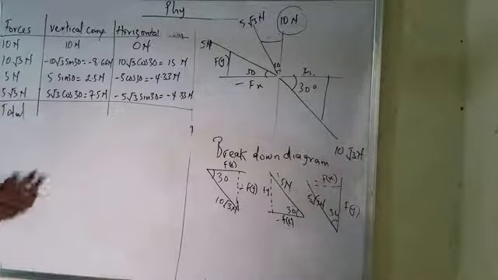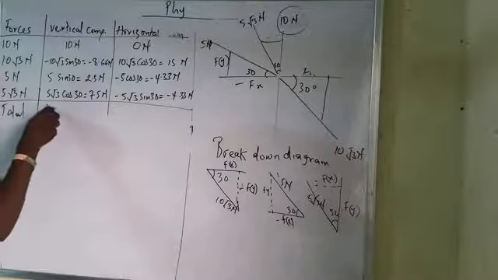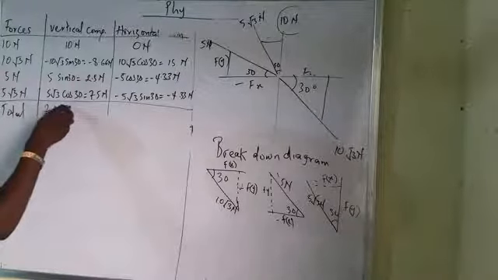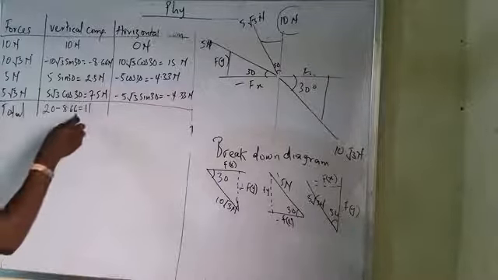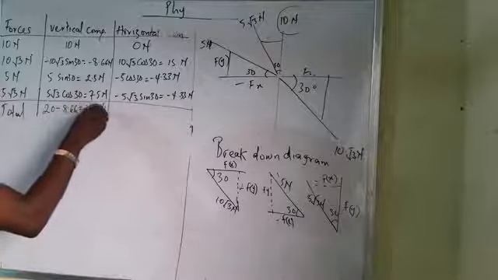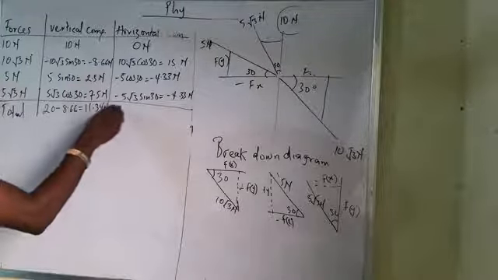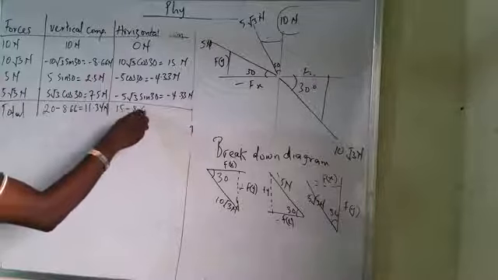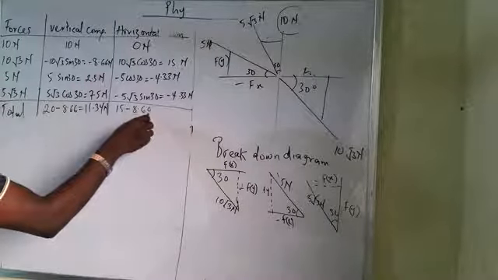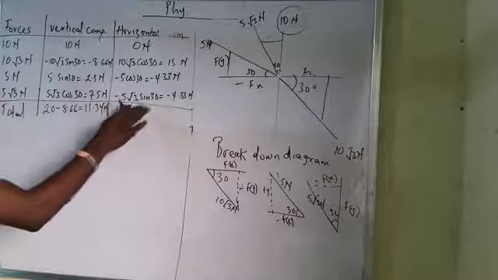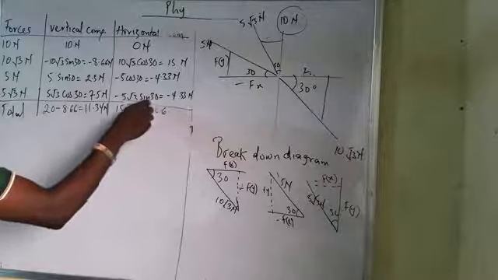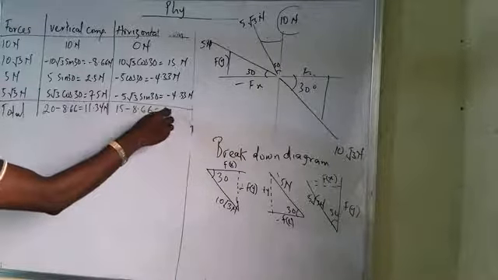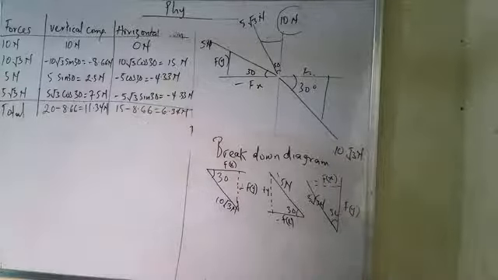Now I will talk about my total. My total forces will be 20 minus 8.66, which is 11.34 Newton, and also I have 15 minus 8.66, which will give me 6.34 Newton. Now that is what I need.